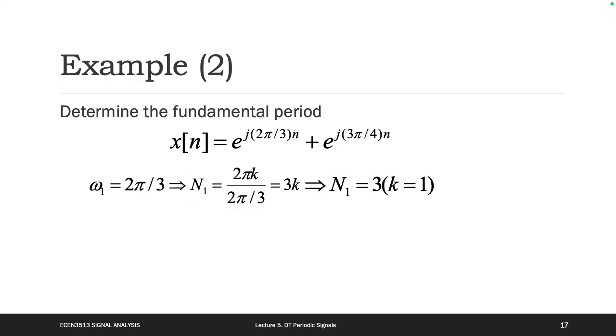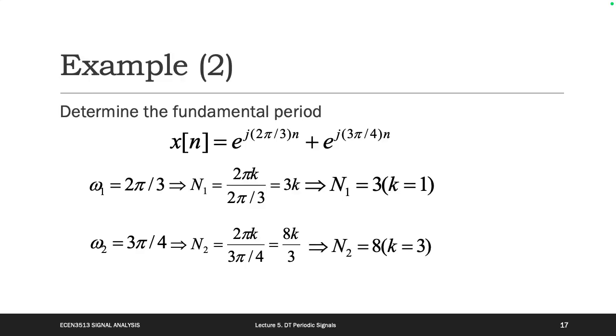And for omega 2, what is omega 2? 3 pi over 4, am I right? So what is n2? Like this, so it is 8k over 3. So find the suitable k to make n2 the smallest positive number. It will be 8.